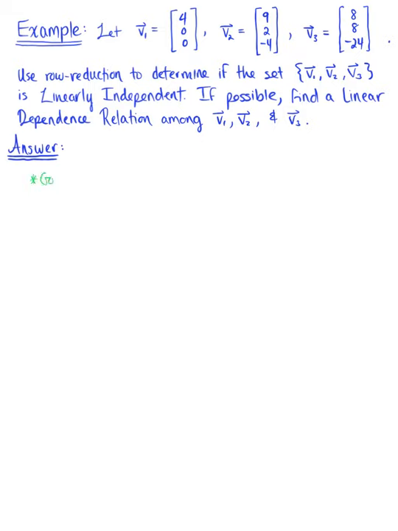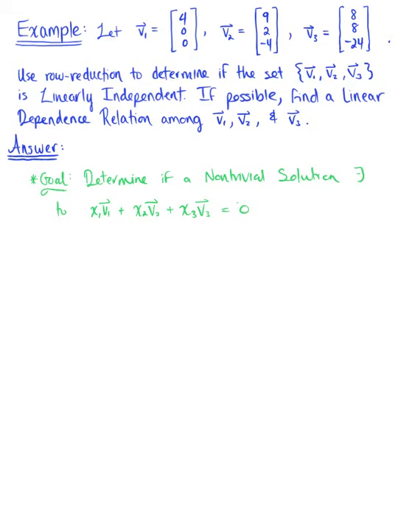So the goal is to determine if a non-trivial solution exists to the vector equation. So we want to determine if a non-trivial solution exists to the vector equation x sub 1 times vector v sub 1 plus x sub 2 times vector v sub 2 plus x sub 3 times vector v sub 3 equals the 0 vector. So to do this, we are going to row reduce the equivalent augmented matrix to check for free variables.